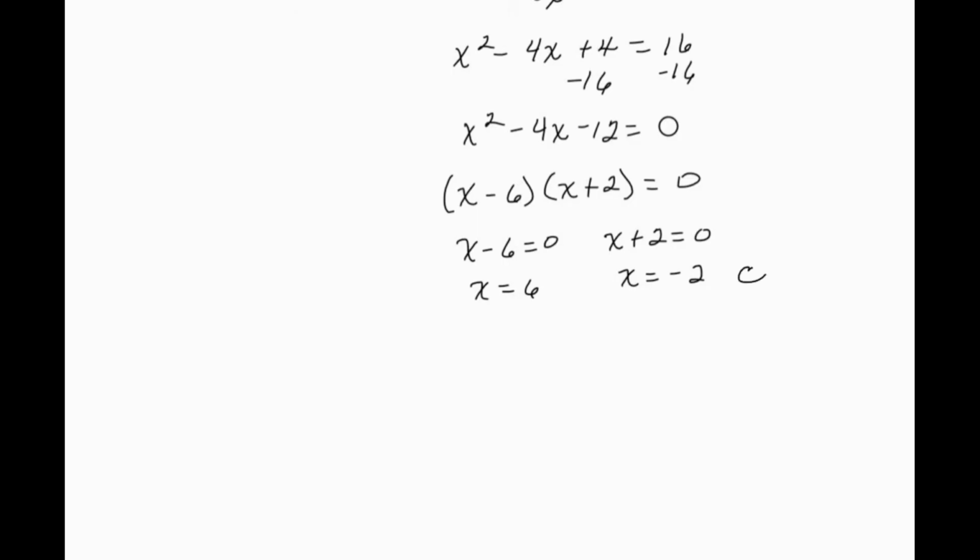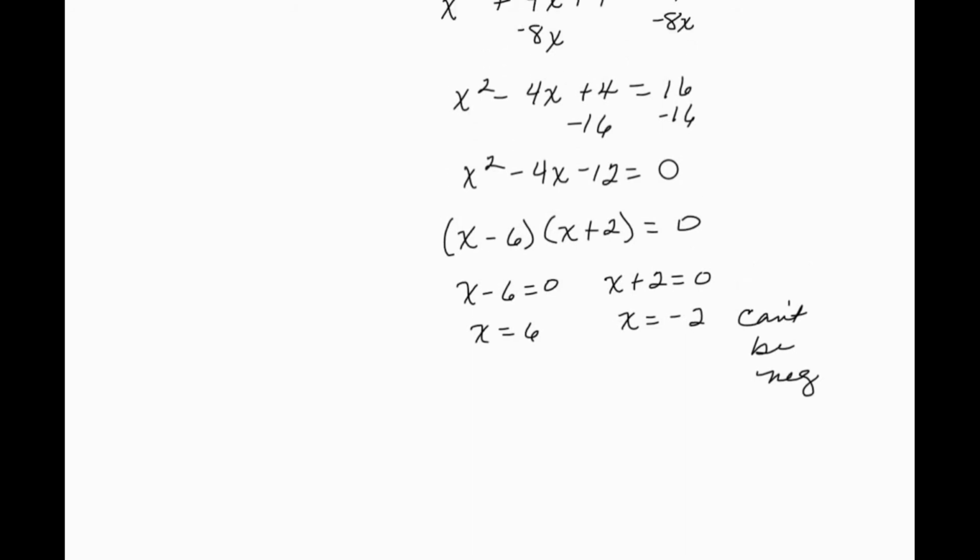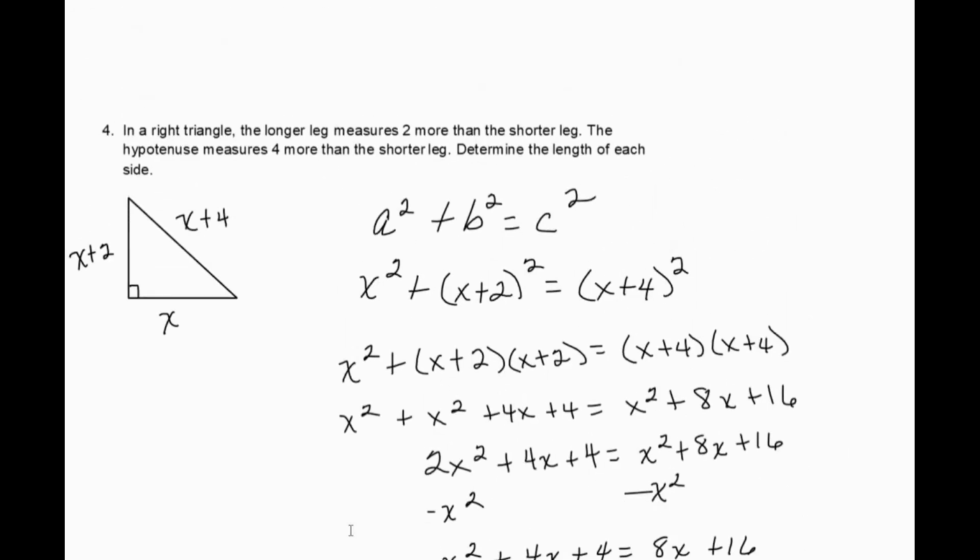And again, I can't have a negative for an answer. So my x value is 6. Let me scroll back up here and look at my original problem. Okay, this side down here is going to be 6. This side will be 6 plus 2, which will be 8. And this side is 6 plus 4, which is 10.